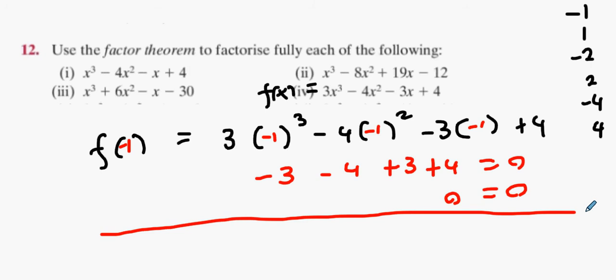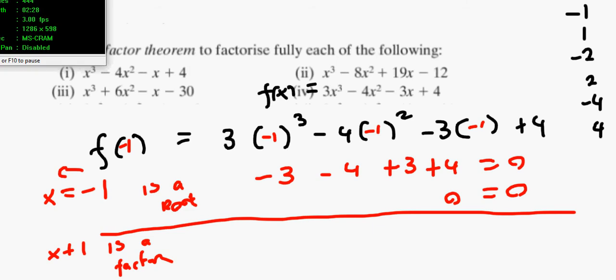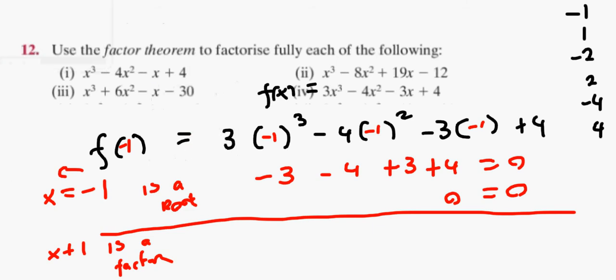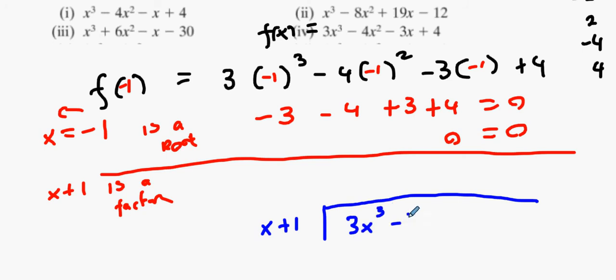Now after I've done that, what have I successfully proven? That x equals minus 1 is a root. What's the factor then? Alright guys, we now do long division. And we get x plus 1, and we divide it into 3x cubed minus 4x squared minus 3x plus 4.